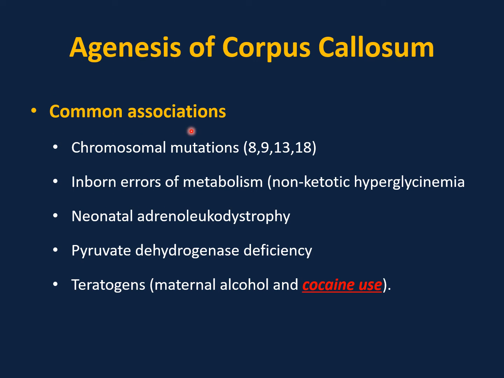Common associations with agenesis of corpus callosum: chromosomal mutations 8, 9, 13, and 18. Inborn errors of metabolism, for example, non-ketotic hyperglycinemia, neonatal adrenoleukodystrophy, pyruvate dehydrogenase deficiency. Teratogens are common, and this is common on the board. Pay attention to it. Cocaine use, maternal cocaine use.